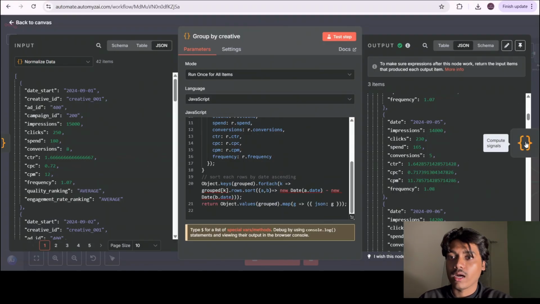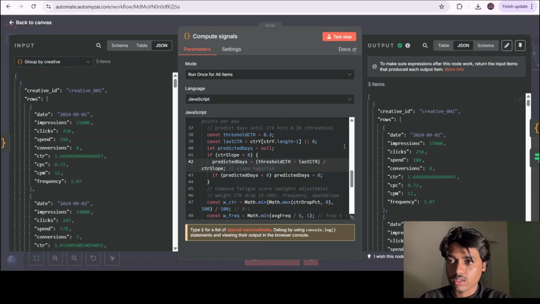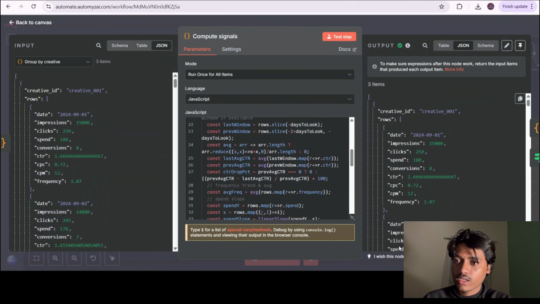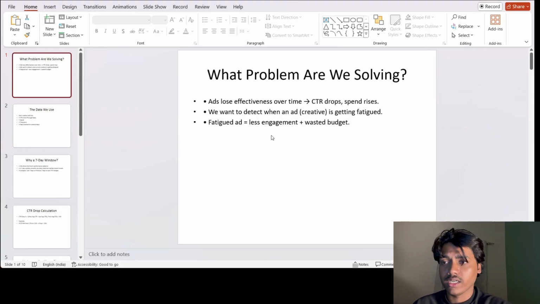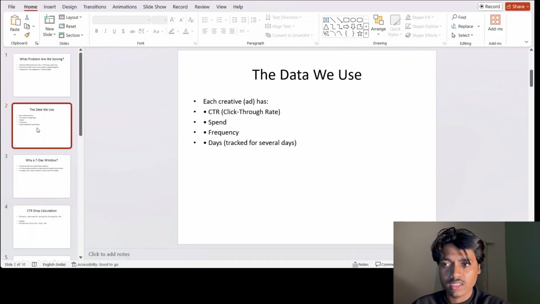Then the next important part and the core heart of the system is this compute signal. So how does it work? Let me show you with a presentation. The problem which we are solving is that ads lose effectiveness over time because the CTR drops and spend rises. We want to detect when an ad creative is getting fatigued. To calculate ad fatigue, we look at less engagement and wasted budget. The data which we are using is CTR, spend, frequency, and days to track.